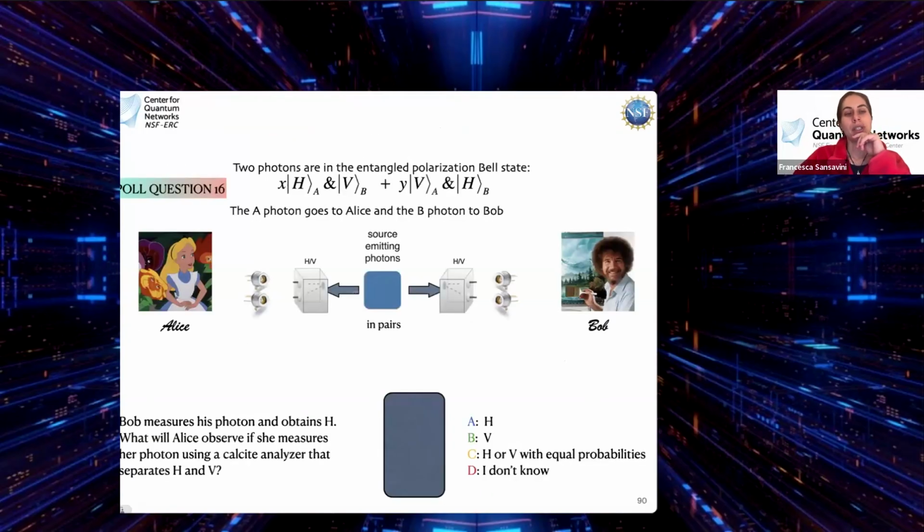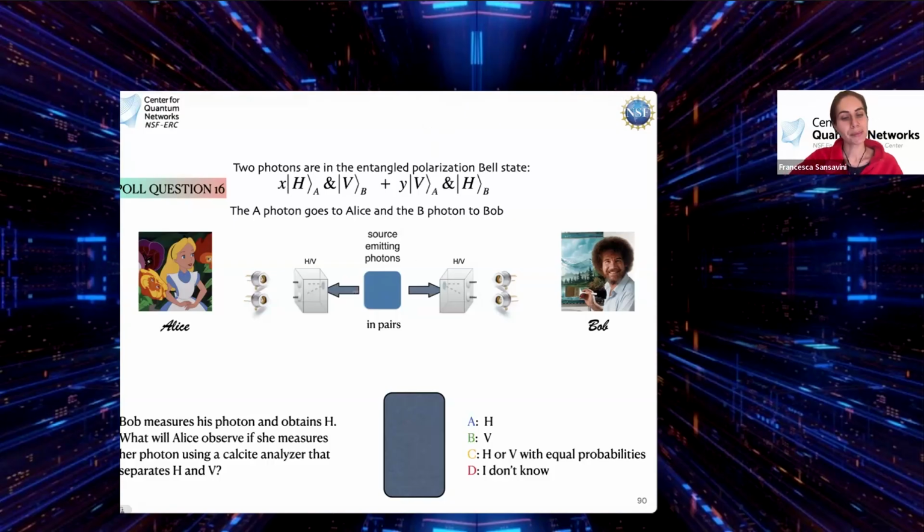Now, one interesting question, question 16: if two photons are in the entangled polarization Bell state, so we have HV plus VH with the cross terms. We are emitting this entangled state, we give the A photon to Alice and we give the B photon to Bob. And Alice and Bob are in possession of an HV polarization analyzer, so that they can discriminate the H and V polarization. Now let's say that Bob measures his photon and obtains H.